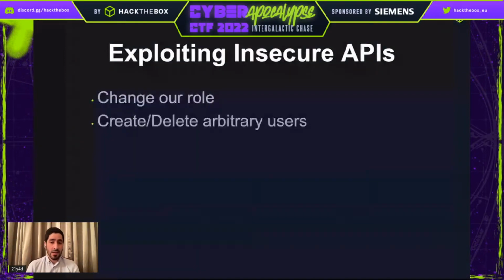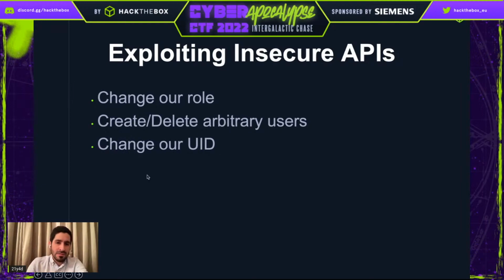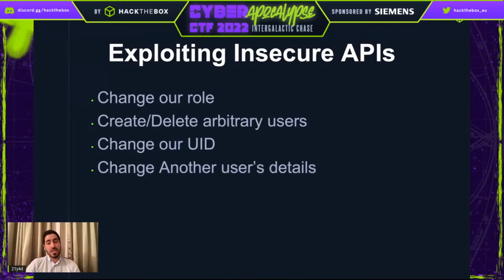We can create and delete arbitrary users. Obviously, if this is a real production application and we have this ability and this vulnerability, then we can create any user arbitrarily and we can delete any user, which is a huge vulnerability. We can also change our UID. Perhaps if none of these work, we can change our UID to an admin UID, let's say UID 0, and we would get their privileges in this way. And finally, we can change another user's details.